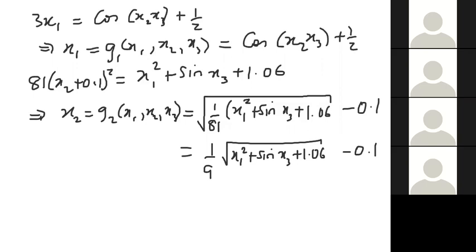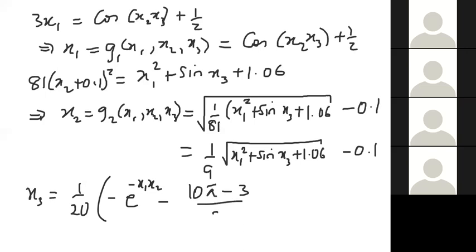Okay, so we are going to do the same thing to the last equation. So from the last equation, I'm going to make x3 the subject of the formula. So definitely x3 will be equal to 1 over 20. Then I'm going to have negative e to power minus x1, x2, then minus 10 pi minus 3 over 3. And this will just be my g3, x1, x2, x3, right?